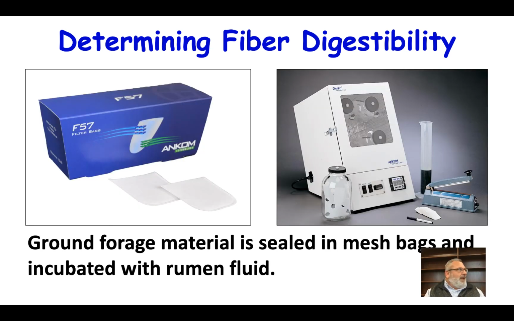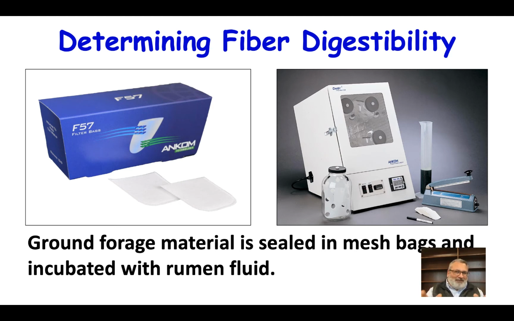And the way we do that is we actually take that ground forage material and we put them in these little mesh bags. We seal these bags shut and then place them in this jar, and then fill the jar up with rumen fluid. And then we take this jar, put it in this incubator that keeps it at a constant temperature and rotates these bottles slowly for 30 or 48 hours. And then after we're done, we measure how much of the material was digested by the microbes in the rumen fluid.